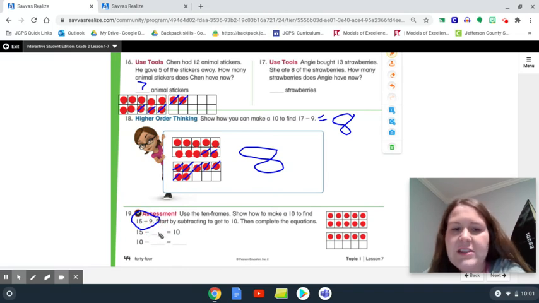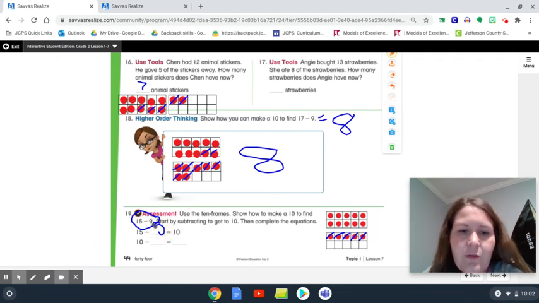Well, let's find out what this missing number is first. If I start with 15 and want to just get to 10, how many do I need to get rid of? Let's see. So I have 15 and I just want 10. So let's get rid of this top line. 1, 2, 3, 4, 5. So we just have to get rid of 5.